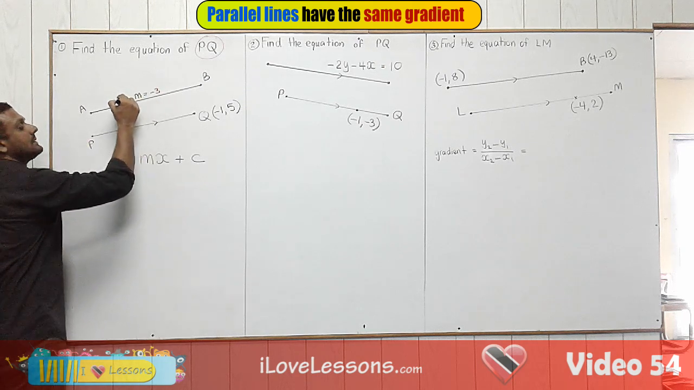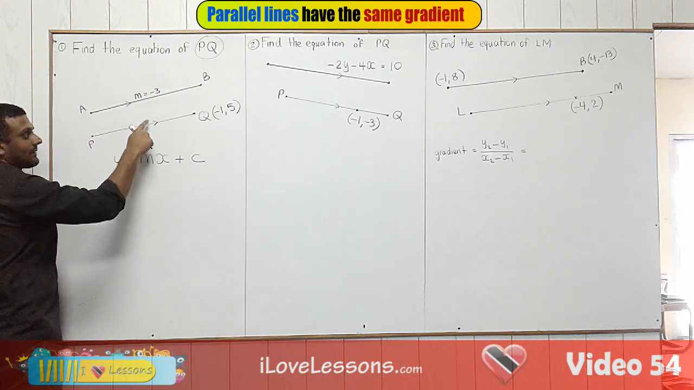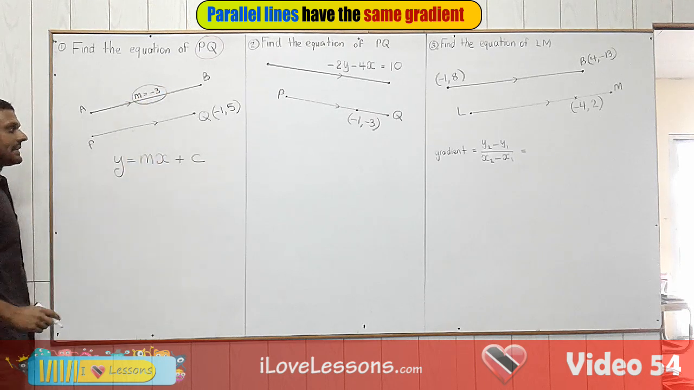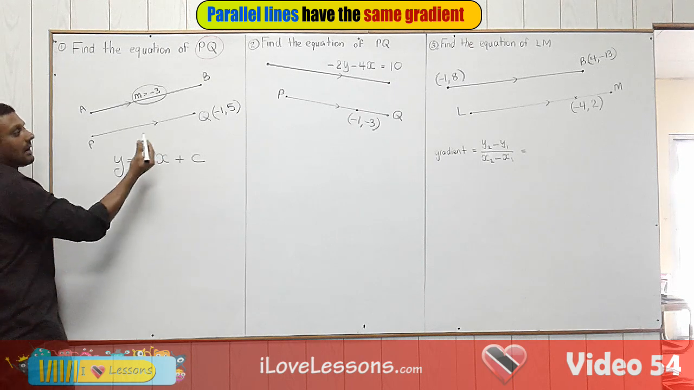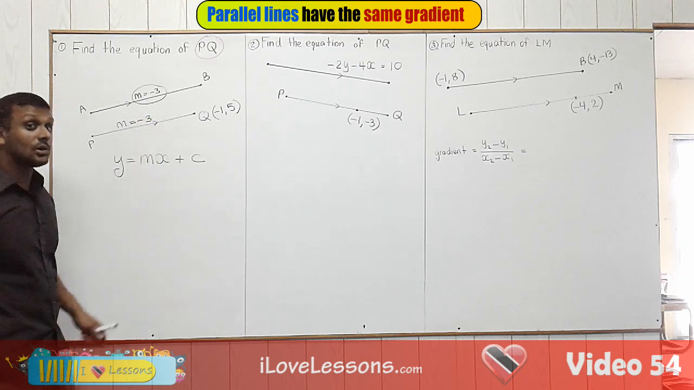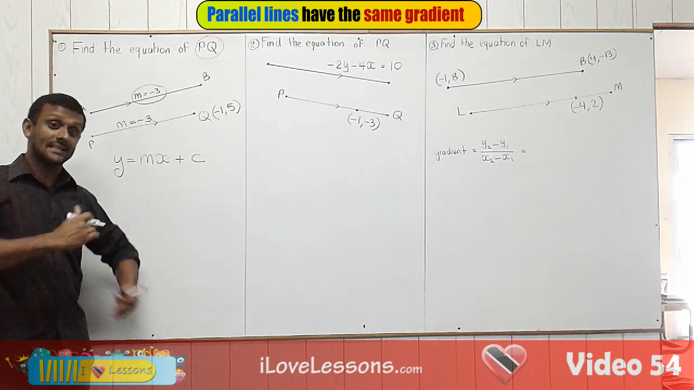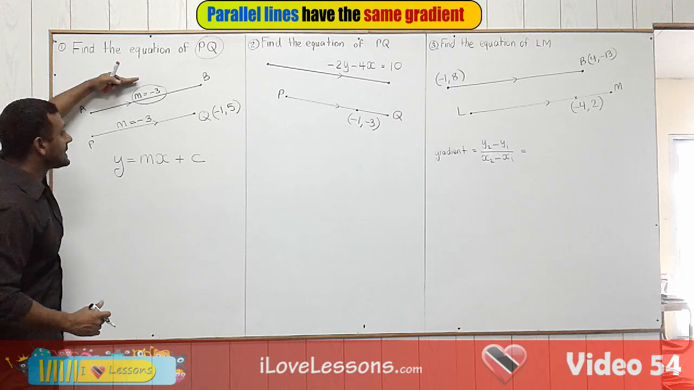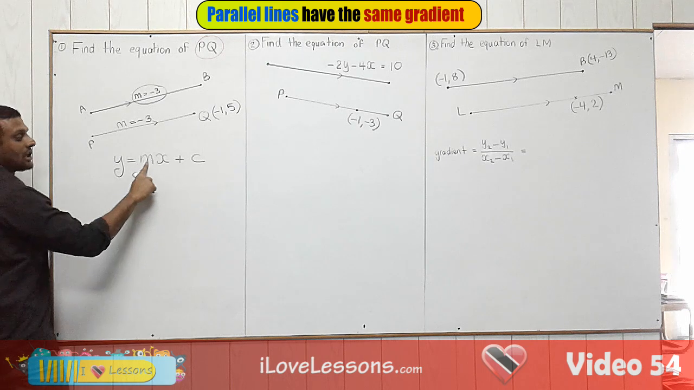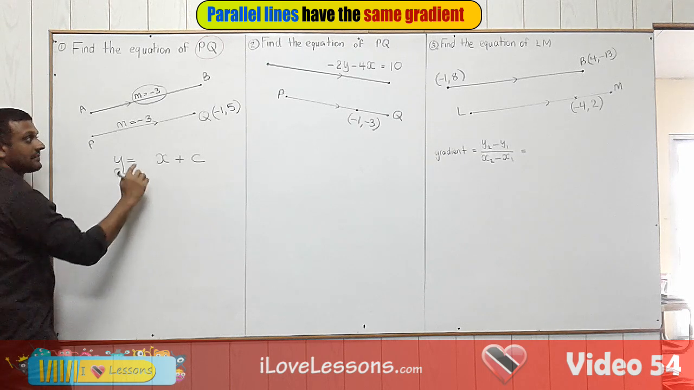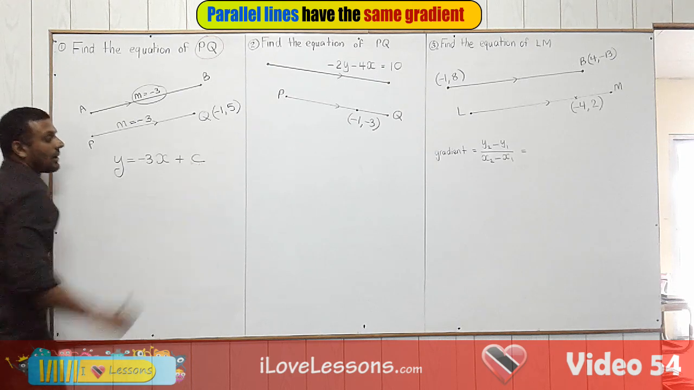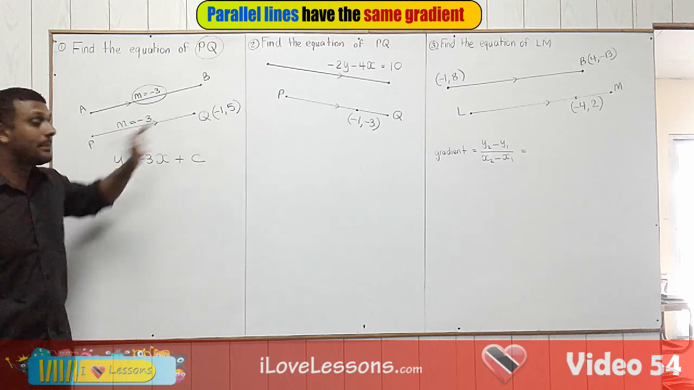However, these 2 lines are parallel because we have the symbol for parallel lines. So if the gradient of this line is -3, then without any calculations, the gradient of this line will also be -3. Yes, it's that simple. All we do is transfer the gradient to the other line. So for the line PQ, we just figured out that the gradient of this line is also -3. Our job now is to find the value of C for the line PQ.